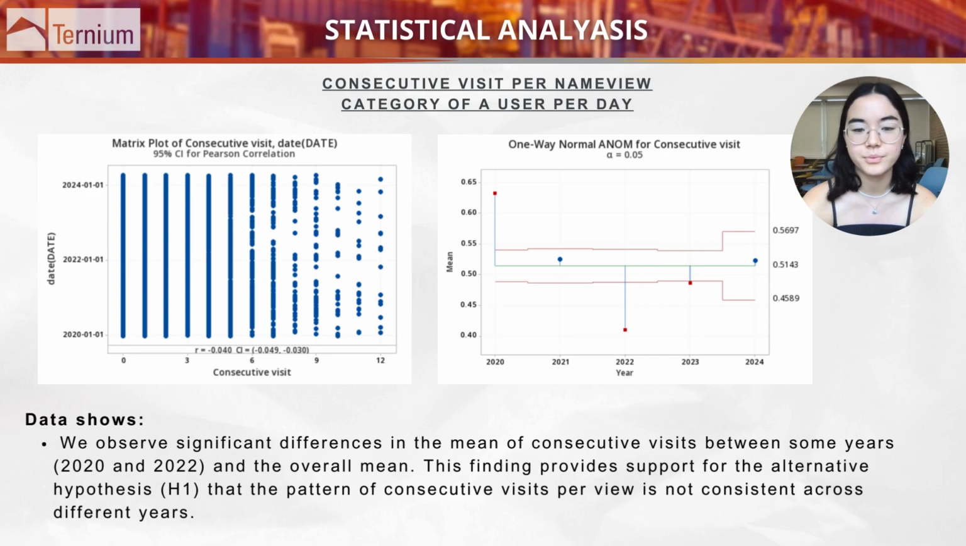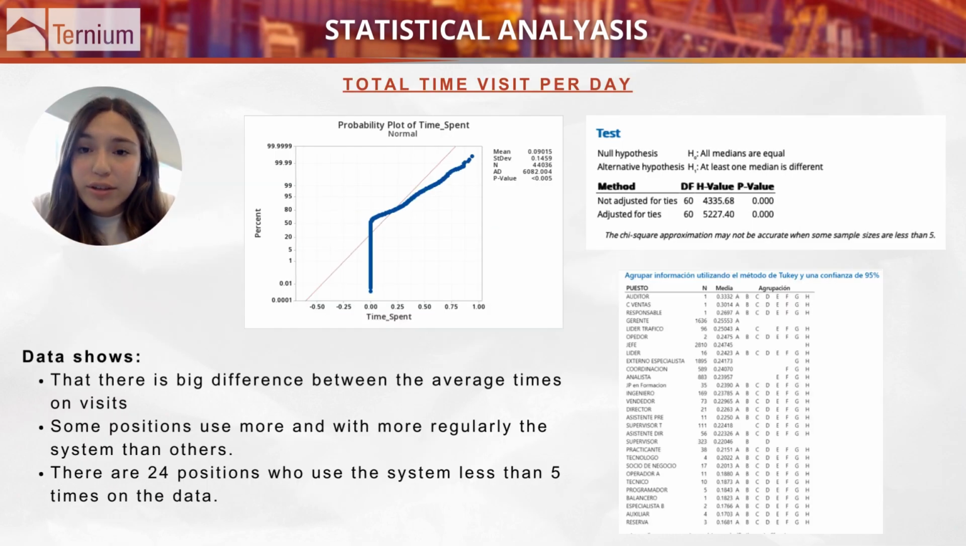The statistical analysis of the total time visit per day shows that there were a lot of differences between the average times on the visits, because there were some positions that use the system more and more regularly than others. For example, there are 24 positions that only use the system 5 times in their whole years of the data, so that decreases the amount of time that they are on the site.